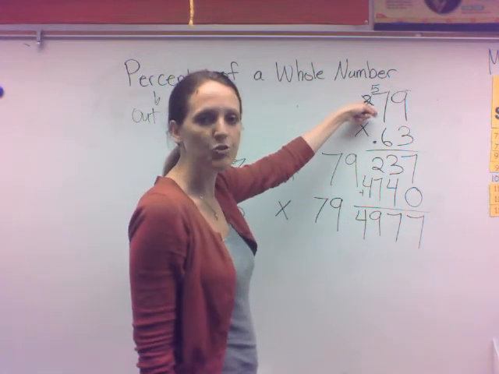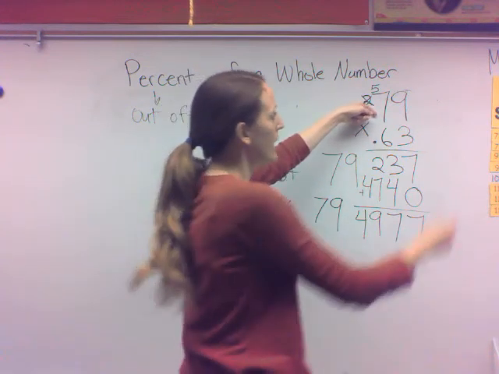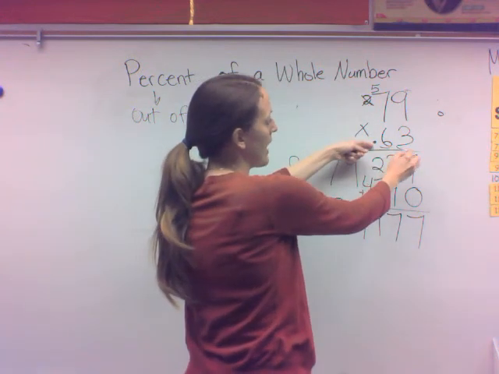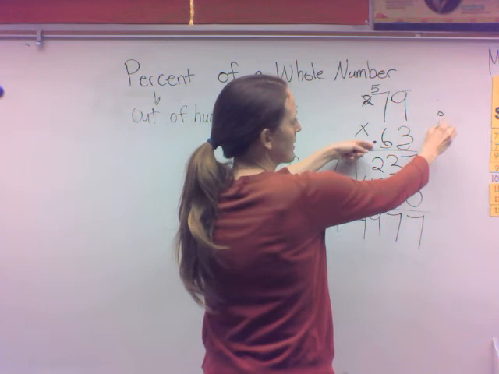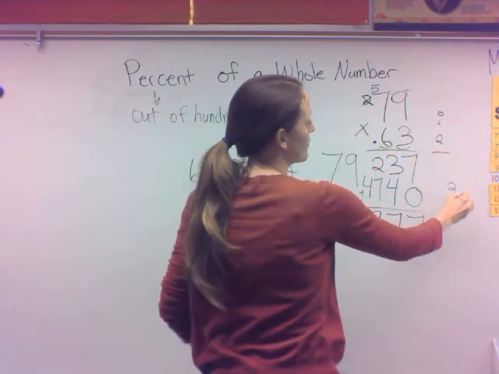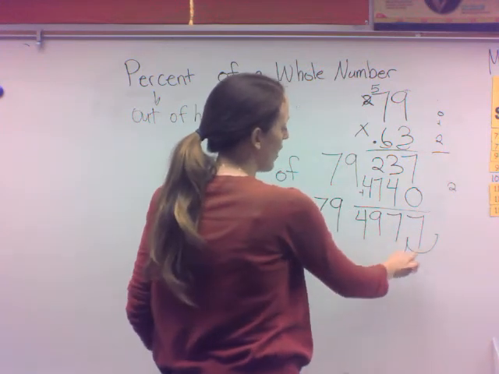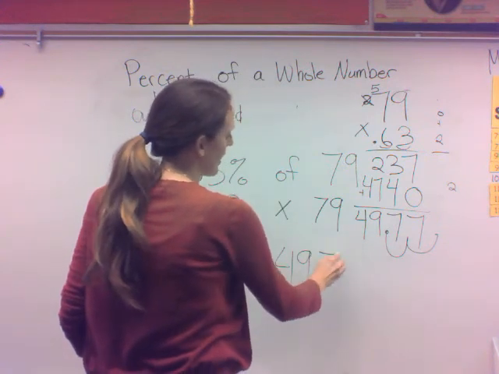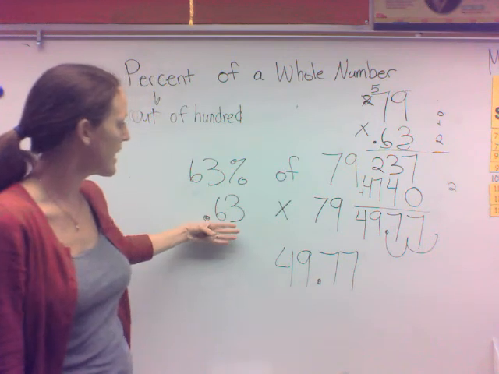How many decimal places do I have in my top number? None. How many decimal places do I have in my bottom number? Tenths and hundredths gives me 2. So I add these together for a total of 2 in my product. 1, 2. I'm thinking my answer is going to be 49 and 77 hundredths.